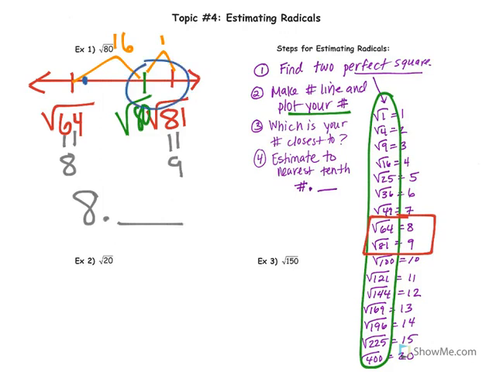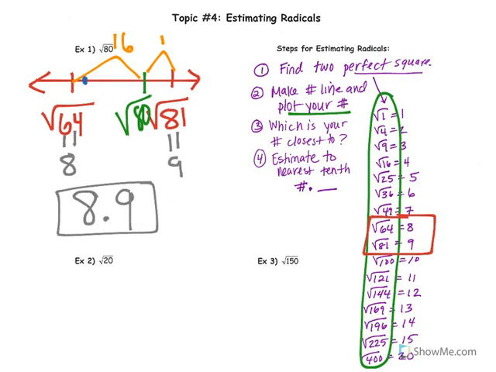It's really, really, really close to 9. So I think a great estimate for this would be something like 8.9. It's between 8 and 9, but it's very, very close to 9 itself, and there's my estimate. Okay, let's do another one.